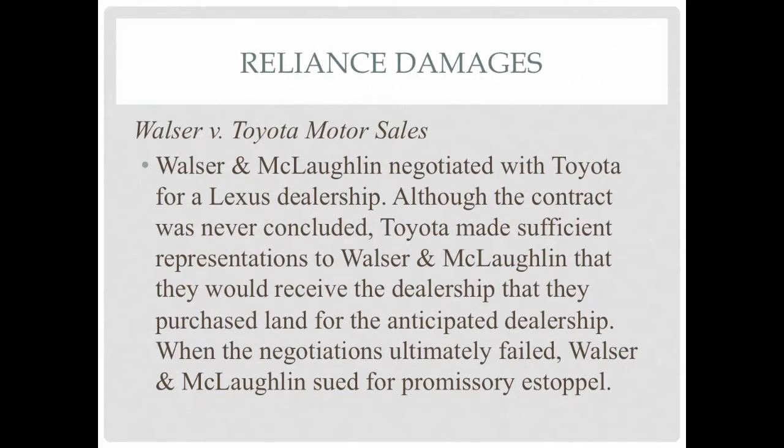To illustrate Reliance Damages, I'm going to use the case of Walzer versus Toyota Motor Sales. In that case, you have two parties, Walzer and McLaughlin, negotiating with Toyota for a Lexus dealership. Although the contract was never concluded, Toyota made sufficient promises and representations to Walzer and McLaughlin that they would receive the dealership, that they purchased land for the anticipated dealership.